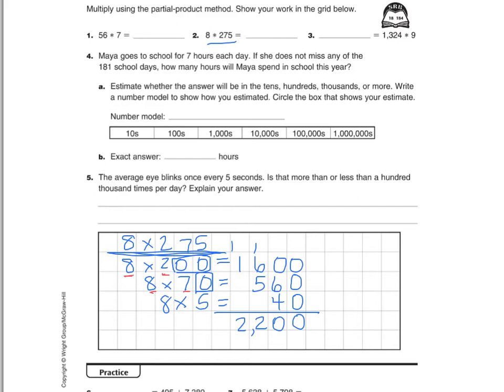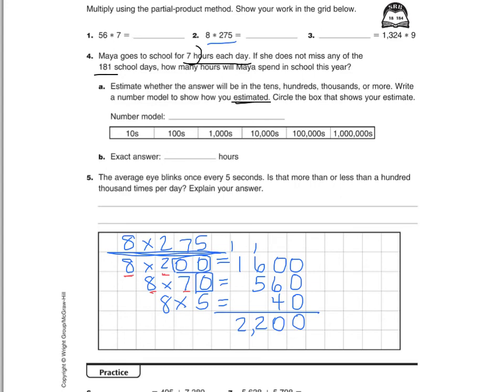A number model is when we're writing what you would traditionally know as just an equation. So in this first one, we would see Maya goes to school 7 hours each day. She does not miss any of the 181 days of school. How many hours will Maya spend in school this year? So we want to estimate the answer. To do that, we're going to show an estimate here.